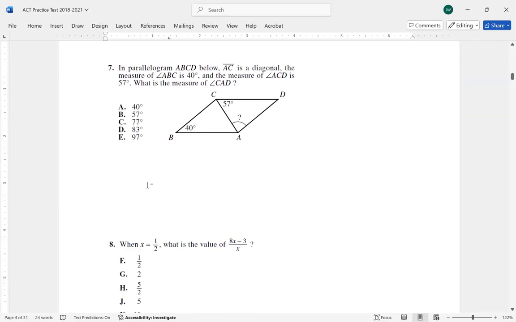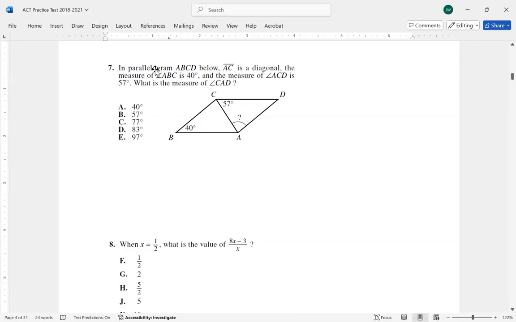Question 7. In parallelogram ABCD below, AC is a diagonal. The measure of ABC is 40 degrees as shown, and the measure of ACD is 57 degrees. What is the measure of CAD? In this case, we're looking for this angle here.